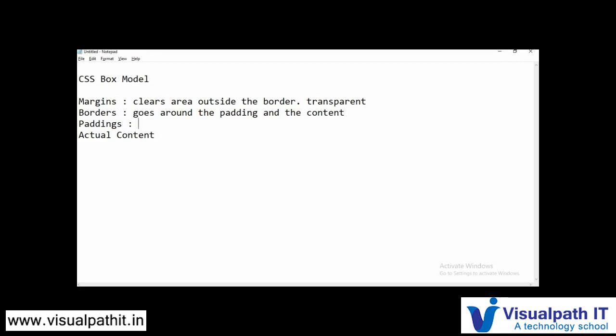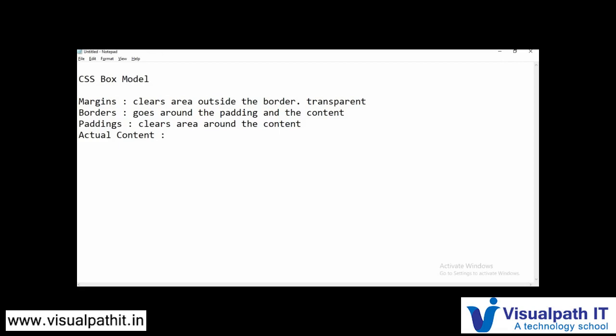And let's go to the third one, that is padding. It clears an area around the content. The padding is transparent. As the margin was transparent, even the padding is transparent. If you would have seen, when you give a border, there's a small space between the border and the text. That is the padding. When you give a padding, that comes into place. It clears an area around the content.